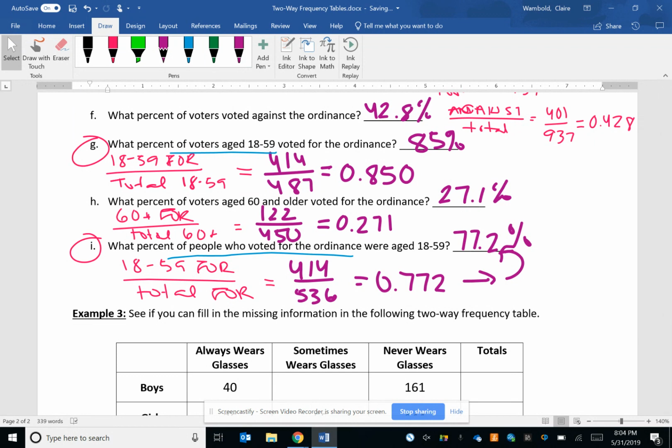In part G, we were thinking about just within that age group. So that age group, how many people, what percentage voted for. In question I, we're looking at the people who voted for the ordinance. So we're taking a different perspective of the data and we get a different outcome.